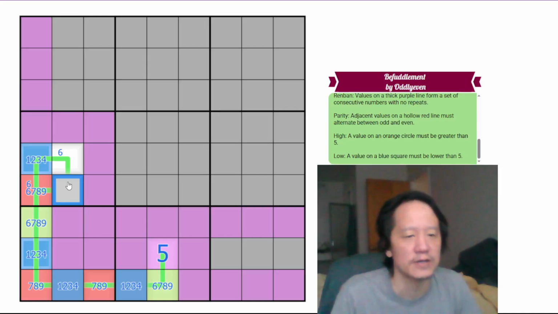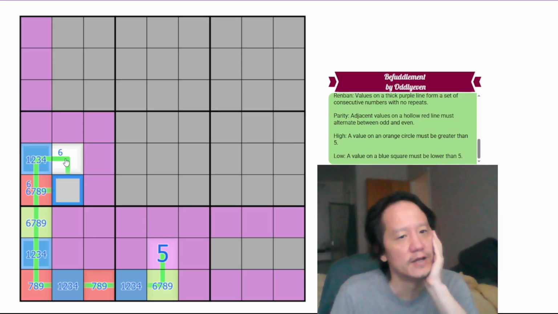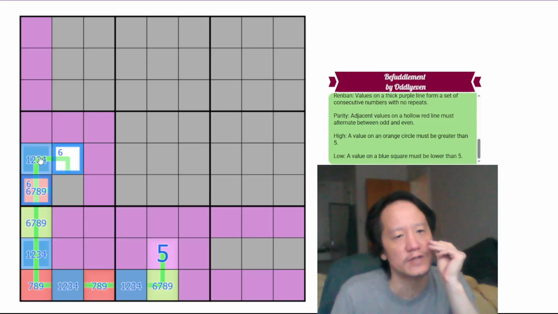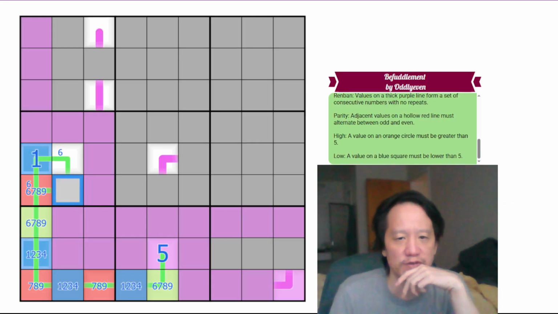6 cannot be here, because this is a value of 7, 8, and 9, and that's not 5 away from that. So 6 must be one of these 2, which means this can't be 6. So one of these is 6. That means this must be guaranteed to be 1. So this is 1. This has to be the doubled value. Because if this is 6, that's a doubled value. If this is 6, that's a doubled value. So this is doubled value, which means this can't be doubled value.